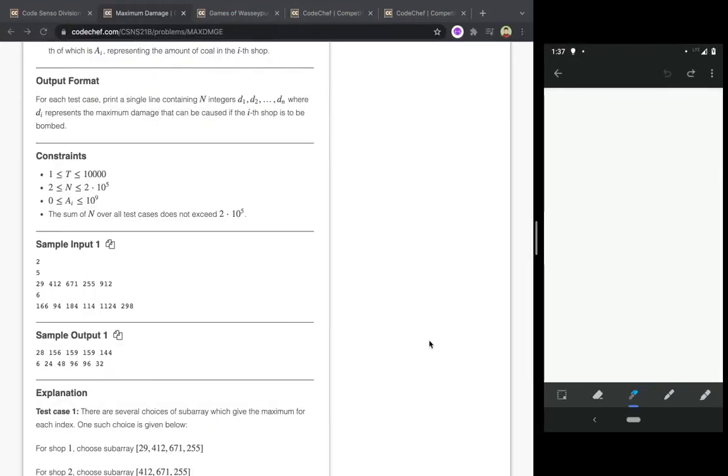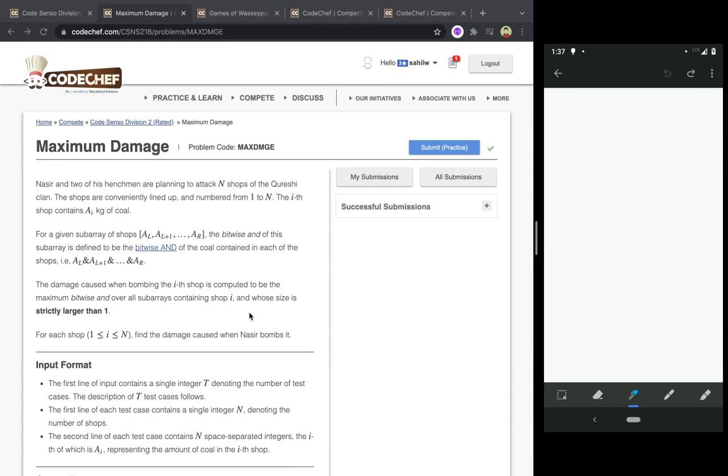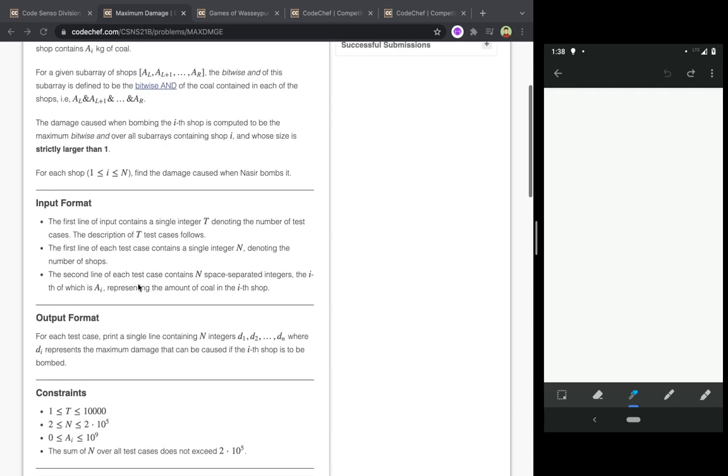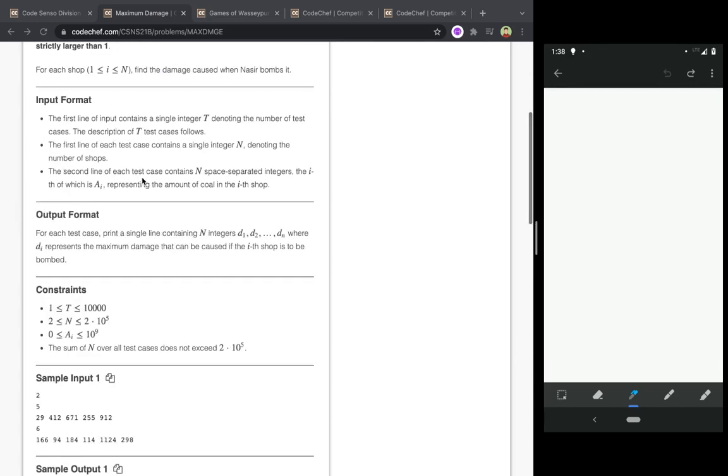So today I'll be explaining the solution of problem A of Codeforces Division 2. I'll give you the summary of the problem. If you want, you can read the problem yourself.